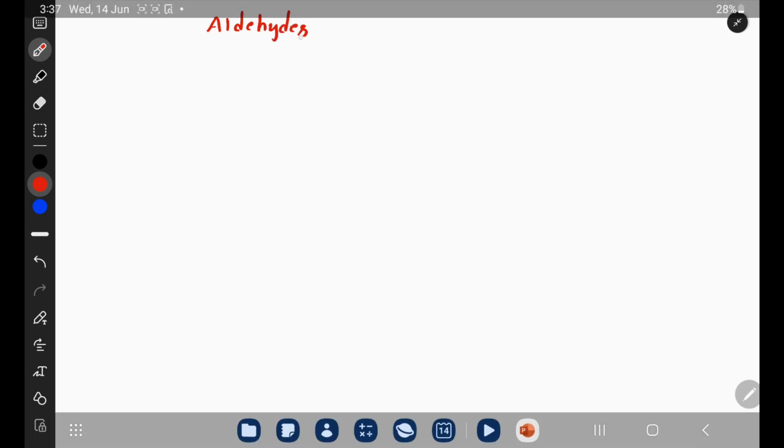Today, I would like to discuss one important topic in the 12th standard. That chapter is aldehydes. In these aldehydes, the functional group is C double bond OH. The other one is called ketones. In these ketones, the functional group is RC double bond OR.